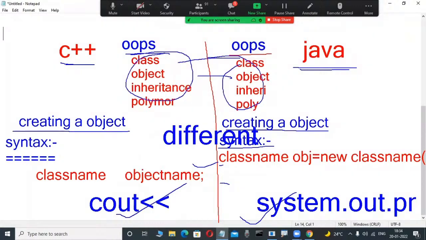What is a class? What is an object? What is inheritance? What is polymorphism? The same. But syntactically, totally different. Why? Because those are two different languages, two different products from totally different companies. That's why the functions and the syntax are different. It is the same here also.